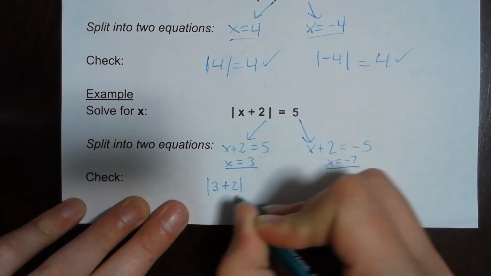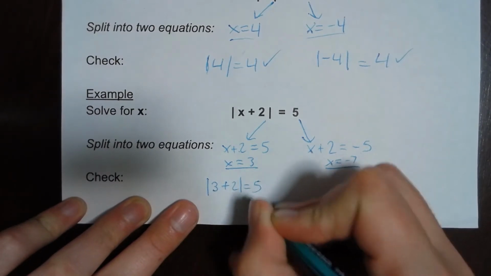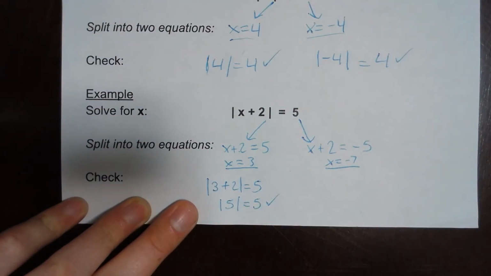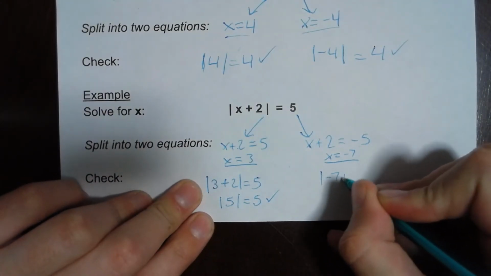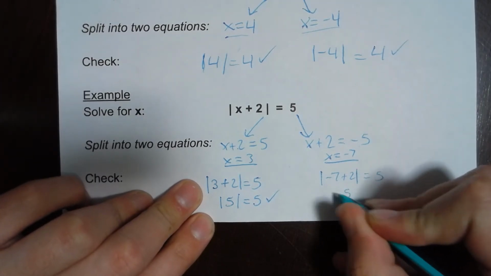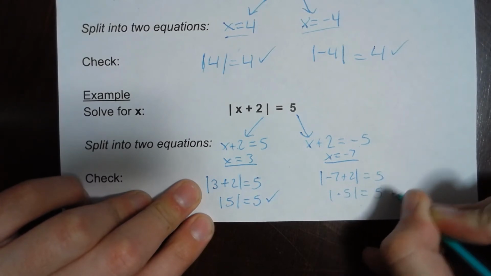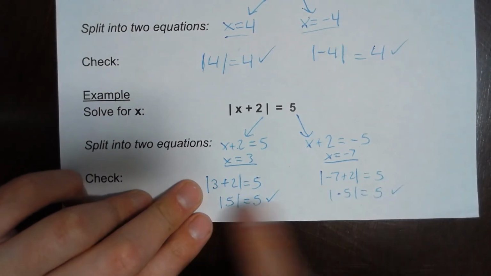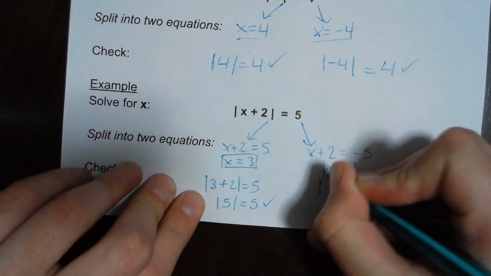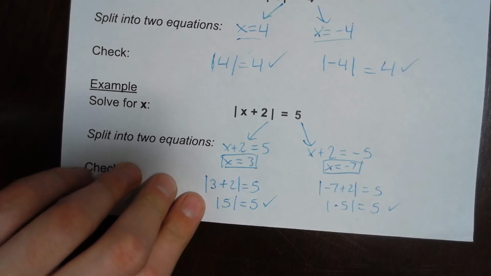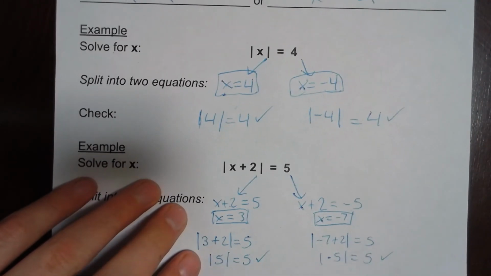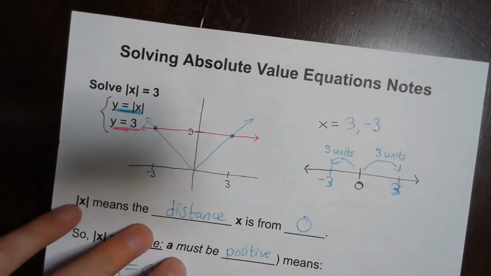3 plus 2 equals 5. Absolute value of 5 equals 5. Check, that one's good. And negative 7 plus 2 is negative 5, absolute value equals 5. That one's good as well. We've covered all of our bases, and we found two solutions, x equals 3 and x equals negative 7. Those are the basics for how to solve an absolute value equation.